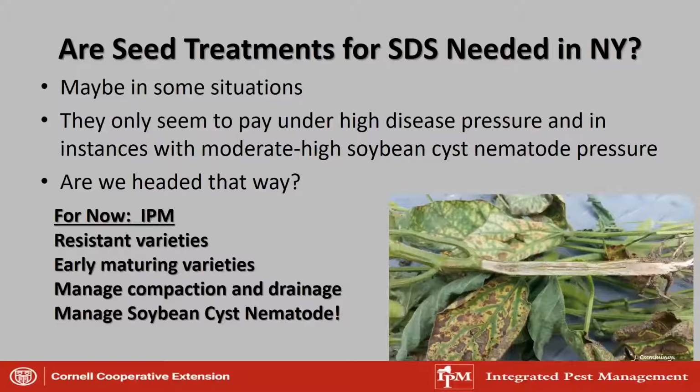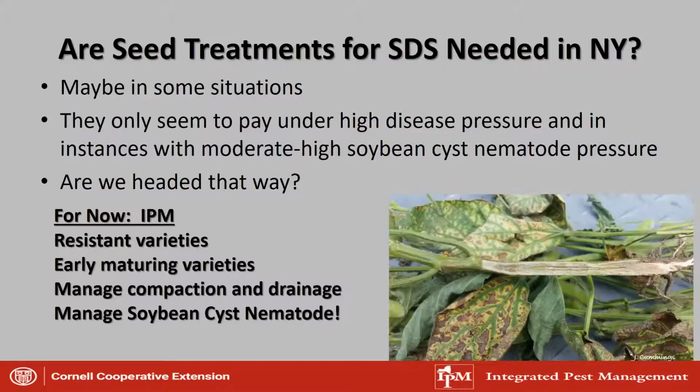So now that we've gone over that, the next question might be, do we need those seed treatments for sudden death syndrome here in New York State? And the answer is, well, maybe. It's going to be on a field by field situation. As we just saw, they're only going to be cost effective under moderate to high disease pressure. And of course, they'll be even more helpful once you know that you have also soybean cyst nematode in addition to your sudden death syndrome. And are we headed that way? It kind of seems that way. Both of those problems are becoming more and more prevalent. So we need to start looking to that.